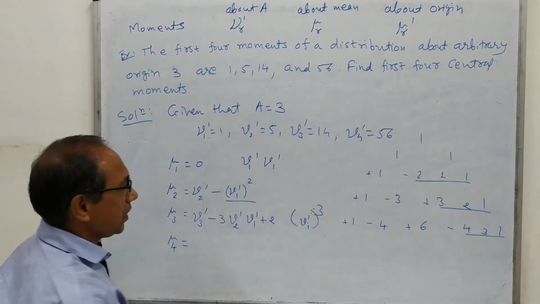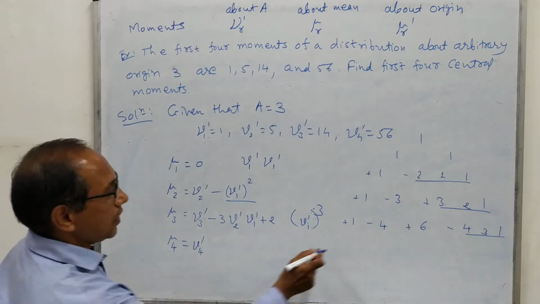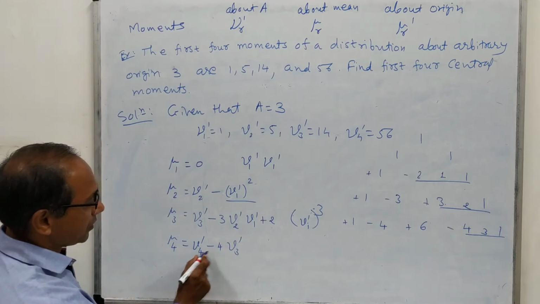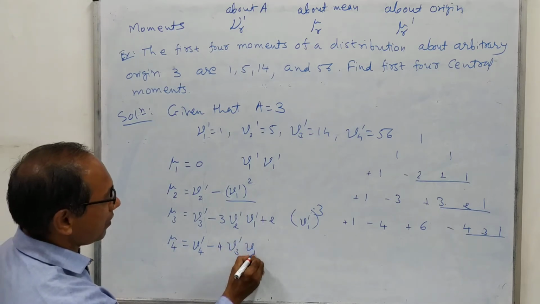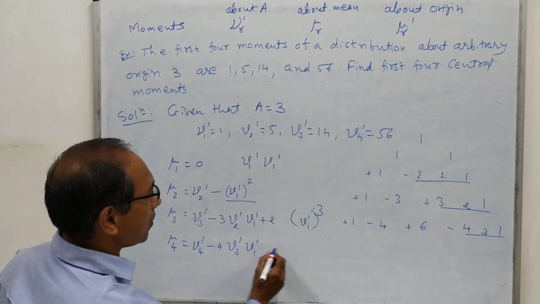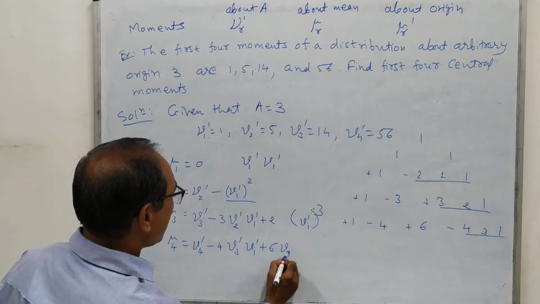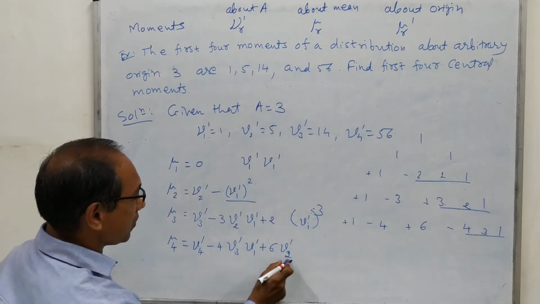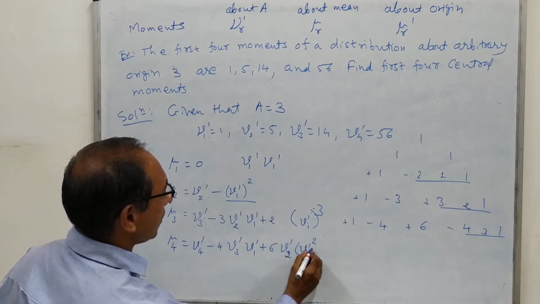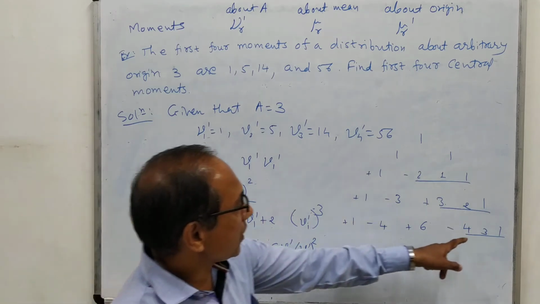And mu 4 dash is what? This is mu 4 dash first. Then minus 4 into mu 3 dash. The subscript is decreasing, and mu 1 dash we are adding each time. So minus 4, then plus 6 mu 2 dash mu 1 dash square. Then the last term it is 4 minus 1.